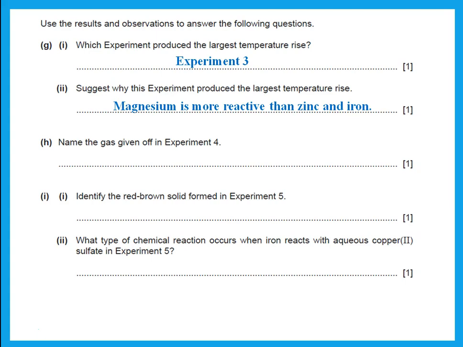Now name the gas given off in experiment 4. If you remember, he said in experiment 4 the gas, when tested with a lighted splint, pops. Which gas is tested with a lighted splint and pops? That is hydrogen. Now identify the reddish-brown solid formed. Of course, when we have a reddish-brown solid formed from something that starts with copper sulfate, then we're ending with copper. What type of chemical reaction occurs when iron reacts with copper sulfate? Remember we said a more reactive metal will displace a less reactive metal from its salt. So when iron reacts with copper sulfate, it displaces the copper, so this is a displacement reaction.